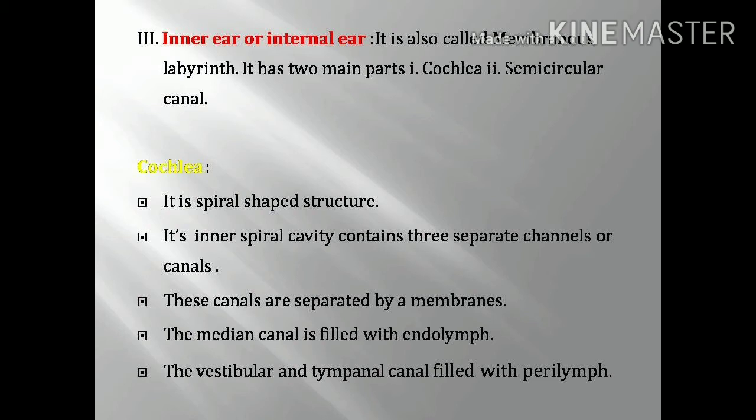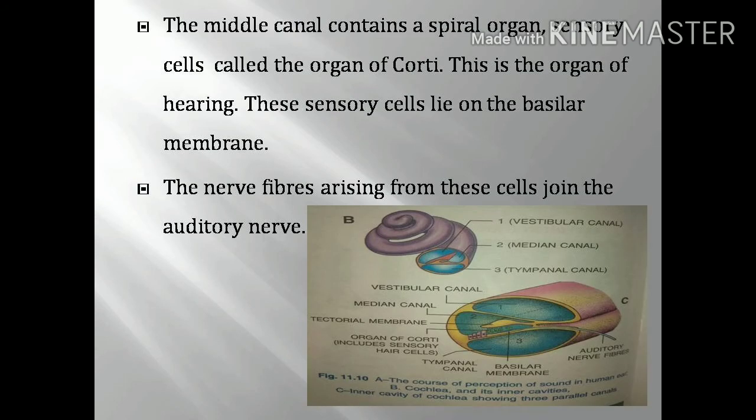Endolymph fills the median canal, and the vestibular canal and tympanal canal are filled by perilymph fluid. The middle canal contains a spiral organ called the organ of Corti. This is the organ of hearing. Just as the sense cells in the eye are rods and cones, here the sense cells are called the organ of Corti. It contains a series of nerve and hair cells which join the auditory nerve and help in hearing.